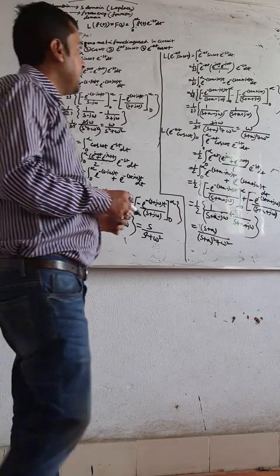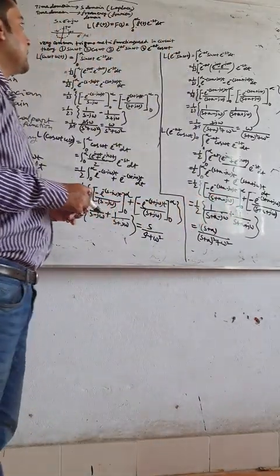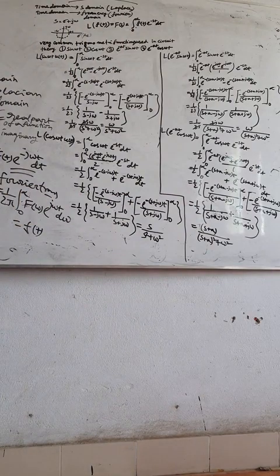Shortly after the next video, we will learn more complex integration, that is e to the power minus at sine of omega t e to the power minus st.